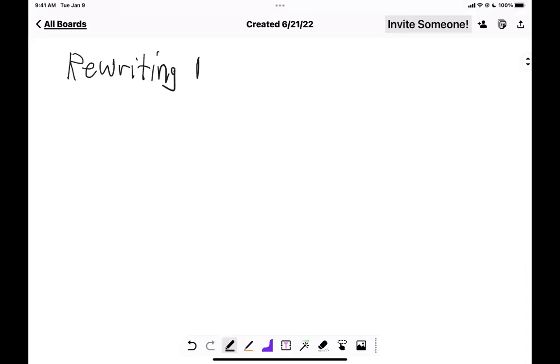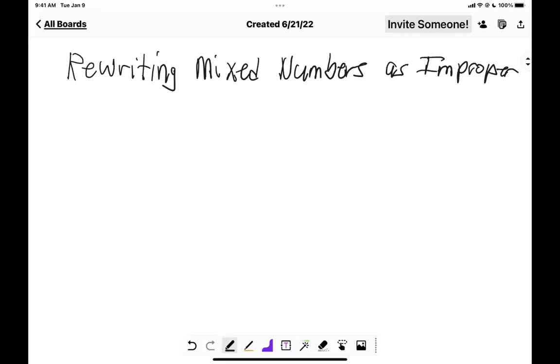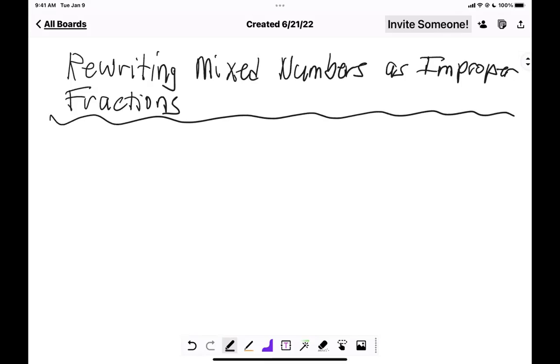Rewriting mixed numbers as improper fractions. And then we're going to go the other way around. So I'm just going to start with an example, just to remind you how to do it.